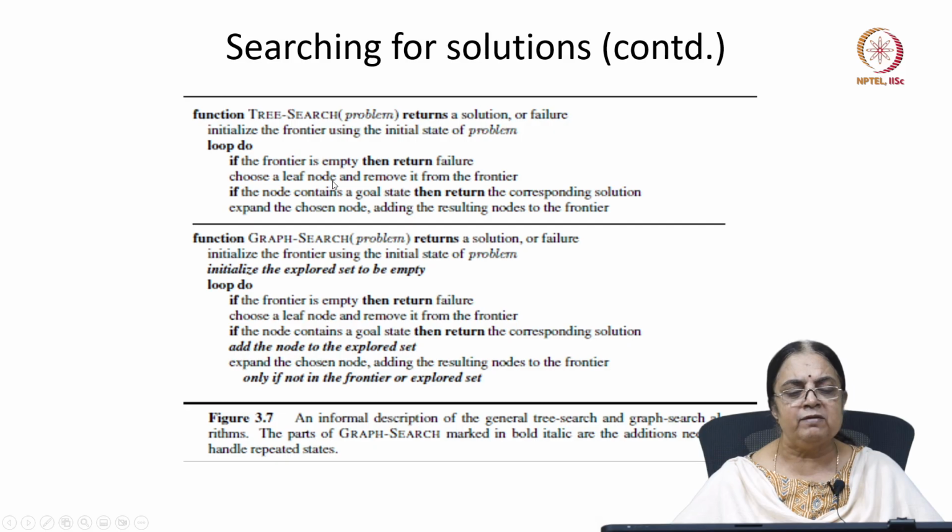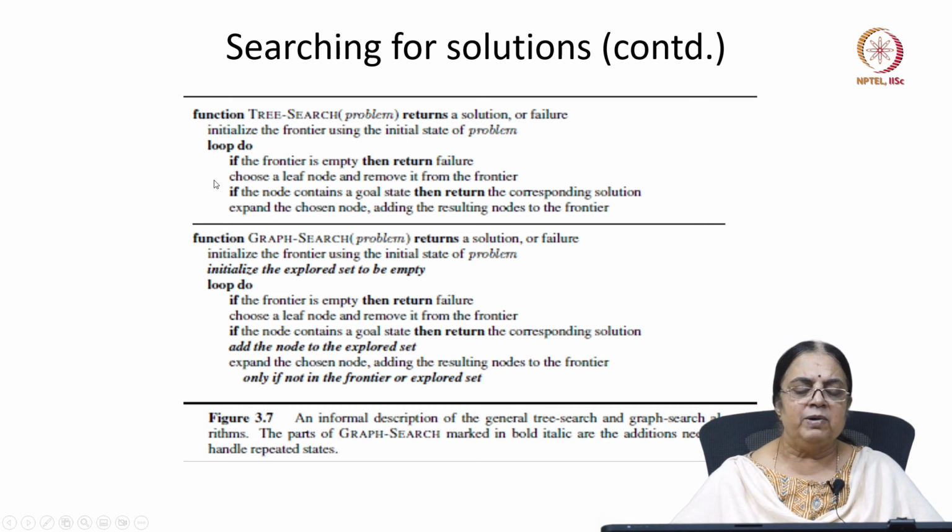Otherwise you choose one leaf node. At the beginning only the initial node is there, so you have to choose that to expand. You remove it from the frontier. You check if the node contains a goal state. If it is your goal state, then you return the path from the start state to the goal state. Otherwise, you expand the chosen node, adding the resulting nodes to the frontier. So this is the tree search.